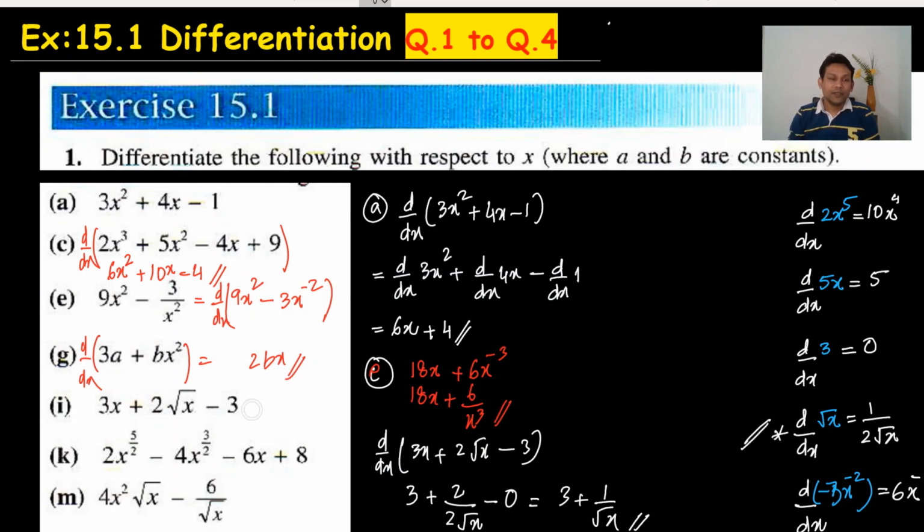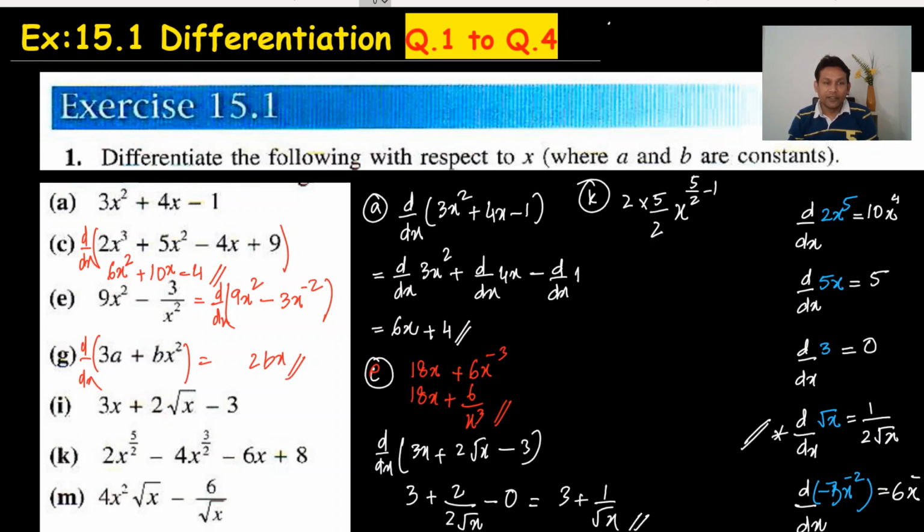Okay. Moving to part K. In part K, we have to do the differentiation in such a way that power. Apply the formula, very simple. This 5 upon 2, 2 multiplied by 5 upon 2. I'm applying the differentiation directly. 5 upon 2, and x power will become 5 upon 2 minus 1.